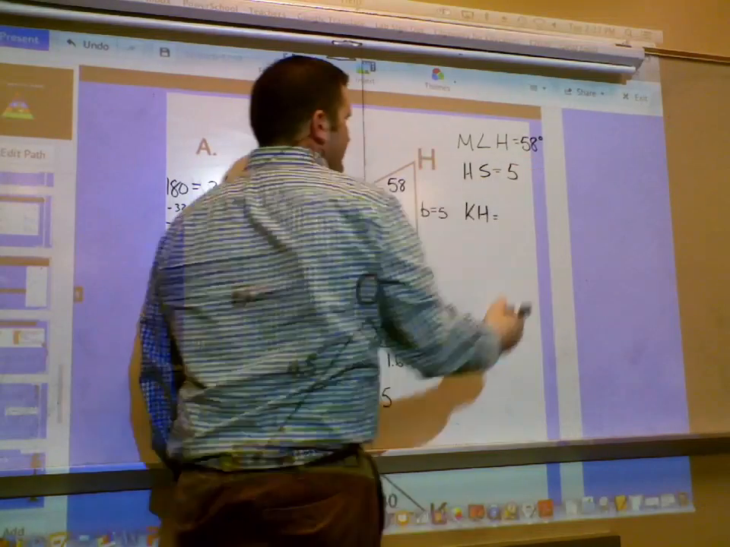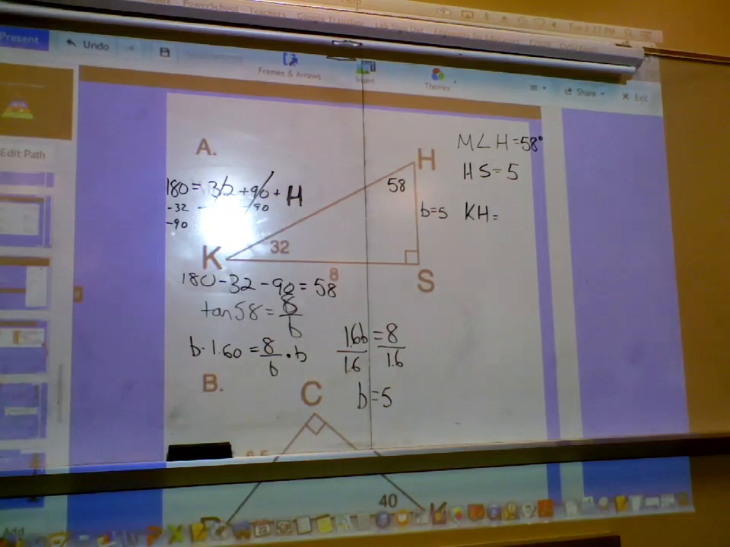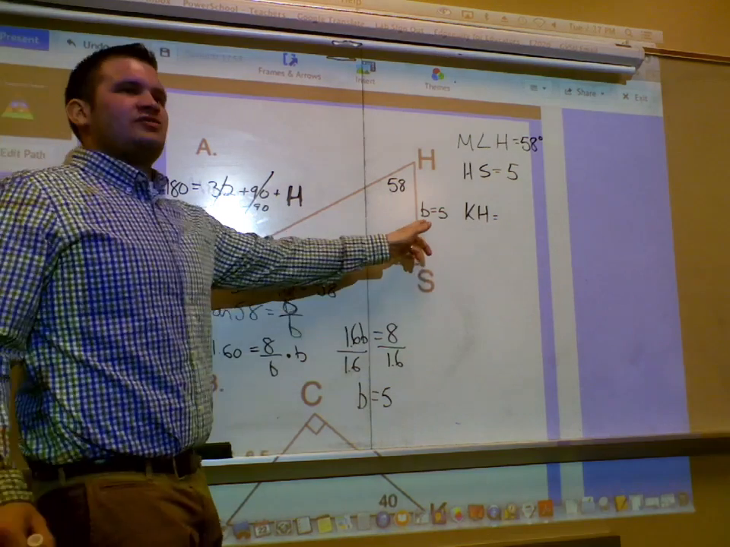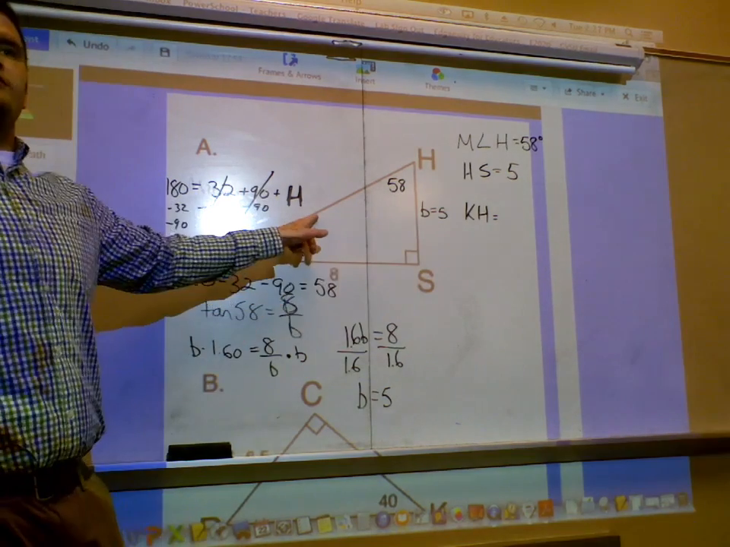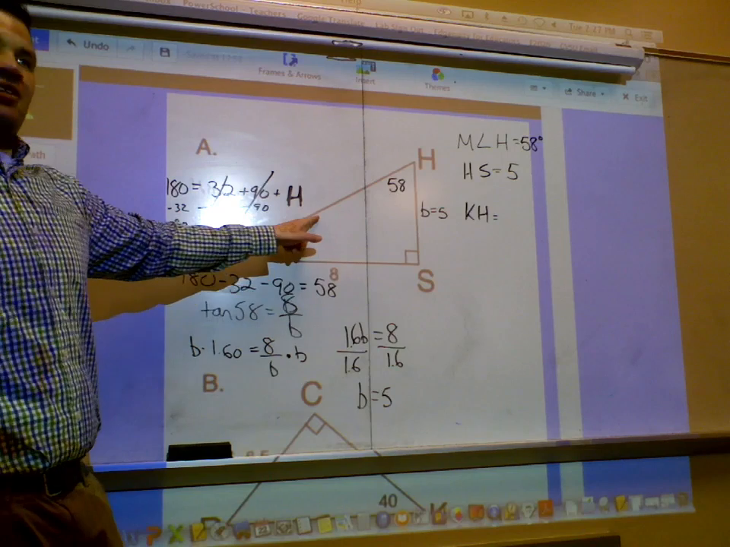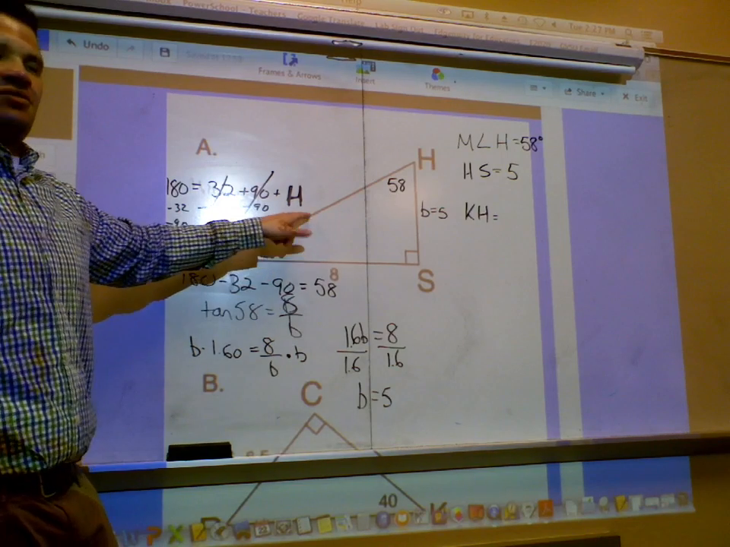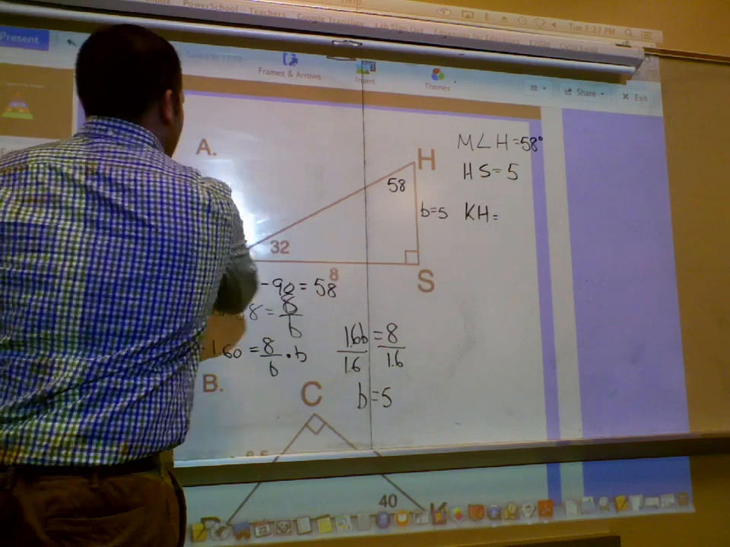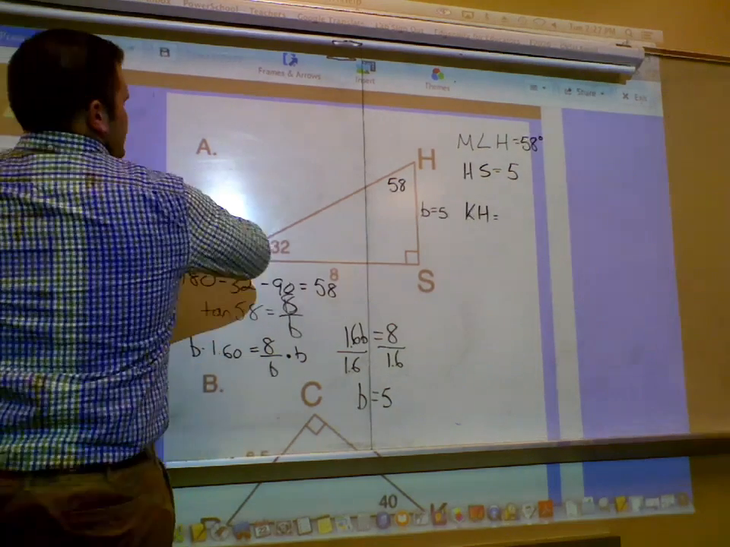Does that make sense? So Jasmine, now I know two sides. Can I do Pythagorean theorem now? No. And Wesley, this is why I wanted to find this one instead, because now this one is the hypotenuse. So this is my C, right? So to find that last side, we can use Pythagorean theorem.